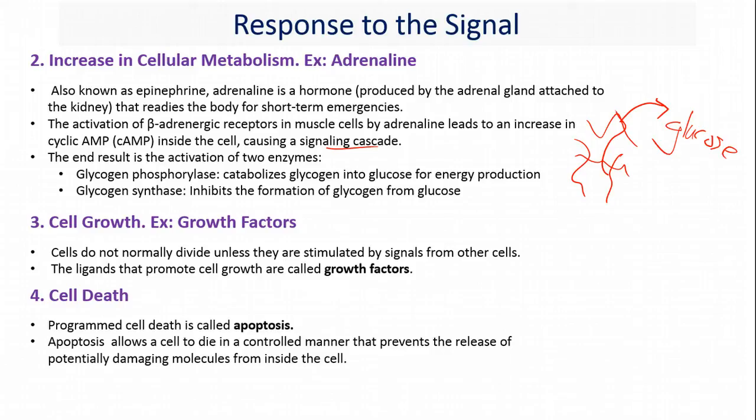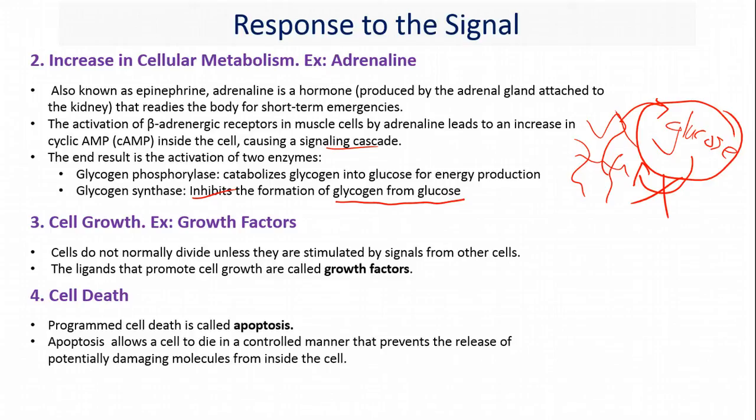The second thing it does is it turns on a protein called glycogen synthase, and this actually inhibits the formation of glycogen from glucose. So you can imagine, if you start breaking glycogen down into glucose, you don't want to then immediately start making glycogen again. You want that glucose to remain free. So glycogen synthase is going to prevent the formation of glycogen and allow that glucose to be free inside the cell, so that your muscles can use that glucose to produce energy.